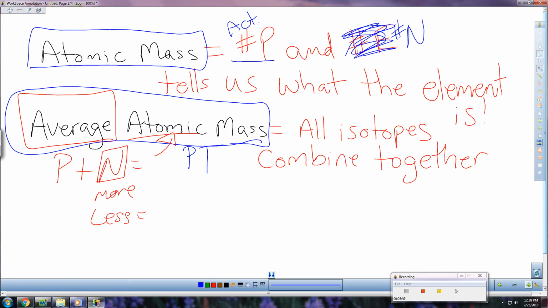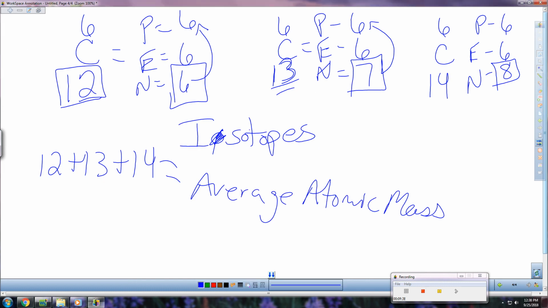There is a difference between atomic mass and average atomic mass. Atomic mass is for the actual specific element, which is protons and the neutrons. Average atomic mass is for all of the isotopes that are actually combined together. So this is where we would add every isotope available for that element, and then we would divide that, this one here being 12, 13, and 14, and divide that by 3 to get that average one.